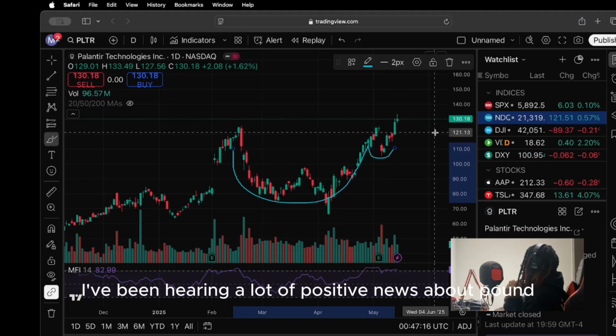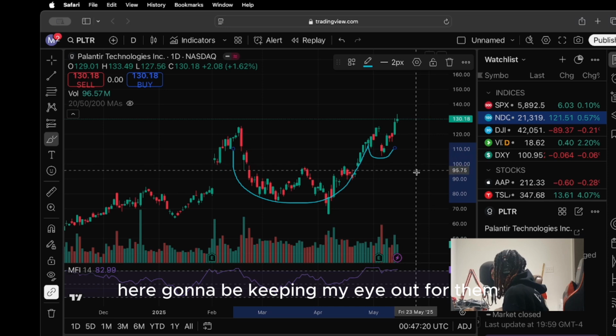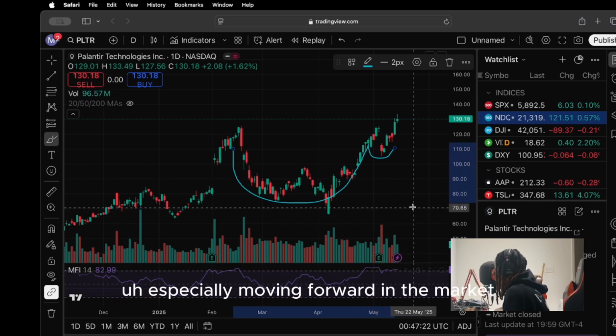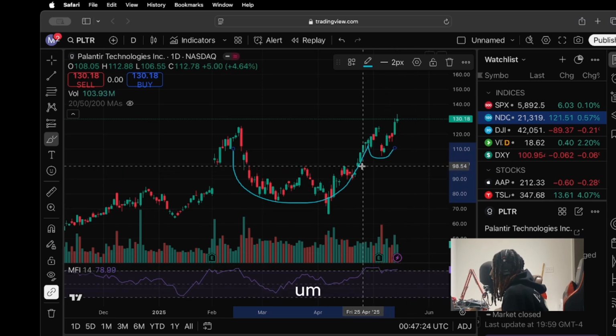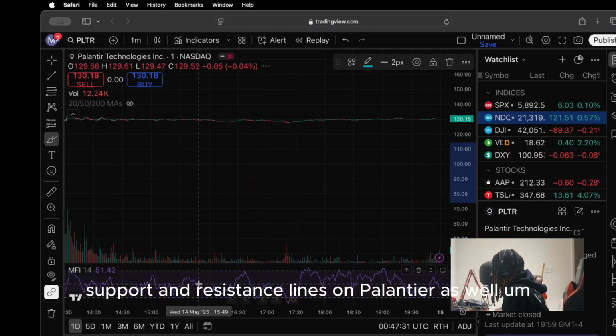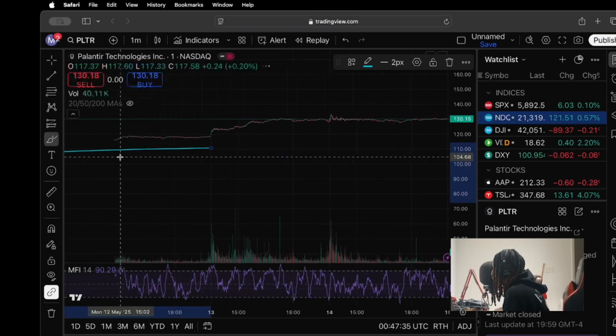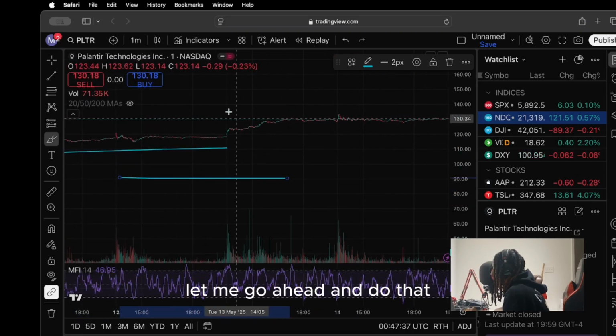I've been hearing a lot of positive news about PLTR. I'm going to be keeping my eye out for them, especially moving forward in the market. So let me go ahead and put some support and resistance lines on PLTR as well. Let me go ahead and do that.